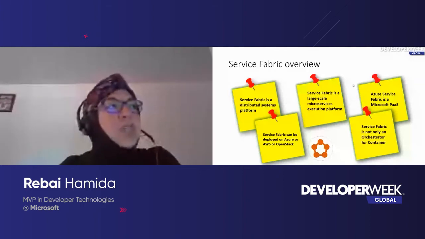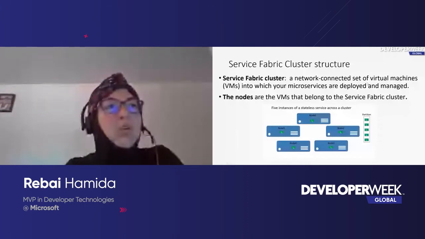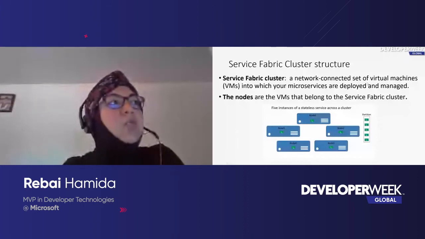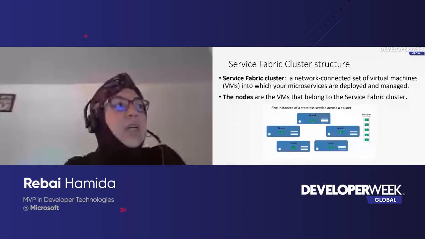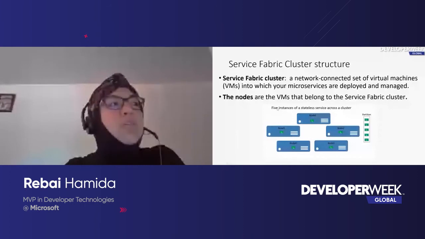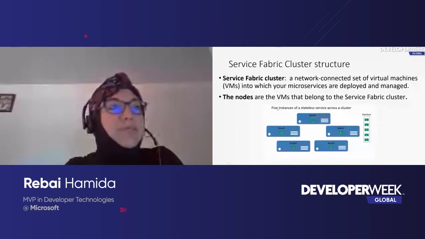So here we present the different elements that we should know about Service Fabric. So the cluster and the structure. The cluster is a network-connected set of virtual machines. There are many virtual machines in which your microservices are deployed and managed. Here the nodes are the virtual machines that belong to the Service Fabric clusters.